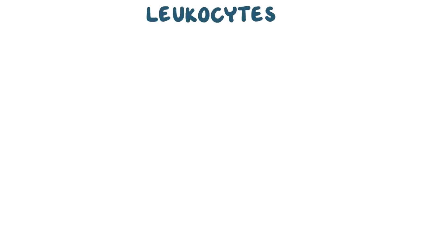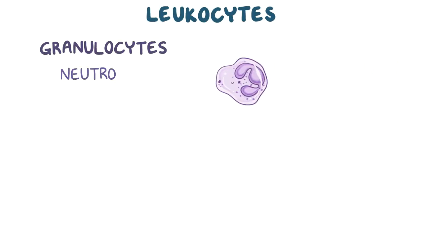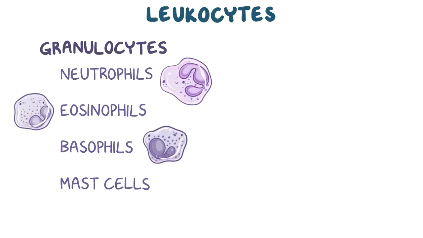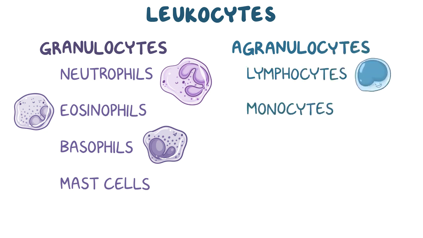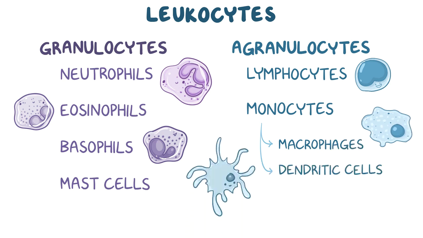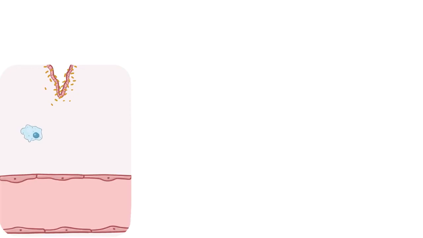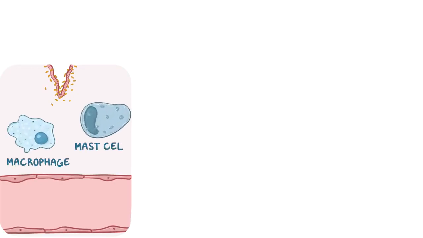Generally speaking, there are two main types of leukocytes: granulocytes, which include neutrophils, eosinophils, basophils, and mast cells, and agranulocytes, which include lymphocytes and monocytes, which can differentiate into macrophages or dendritic cells. The inflammatory process usually starts with either macrophages or mast cells, both of which are found in the tissues. When there's tissue damage, these cells respond to the PAMPs or DAMPs.